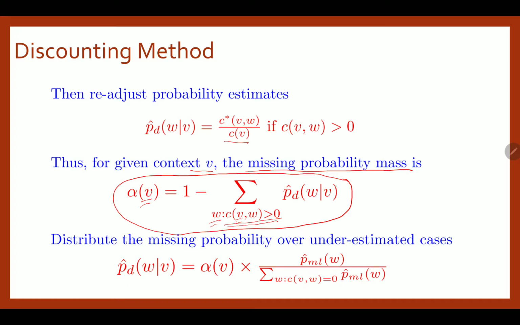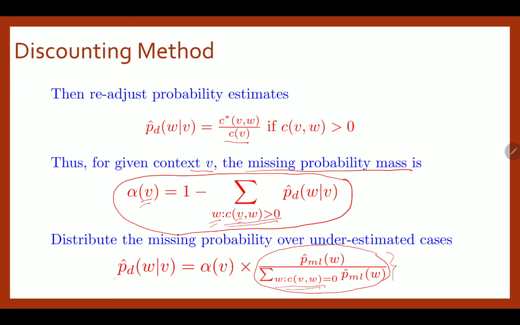Of course, since we have readjusted the count to C star, this is less than 1, and this much amount is the missing probability. Then we are going to distribute this missing probability over the underestimated cases by looking at those cases where the bigram count is 0. So this W is such that the count of V comma W is 0, and for that we estimate this probability like this. Again, if you see, this factor is just to make sure that this is normalized.